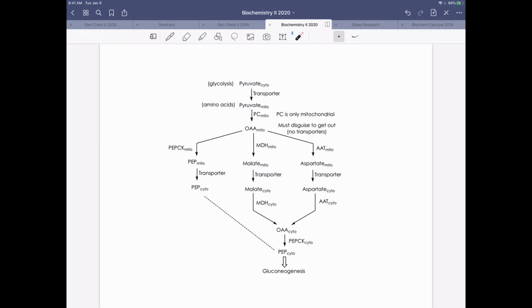Now, once you've made oxaloacetate in the mitochondrion, you have 3 options. And again, those were highlighted on the previous slide, but I'm going to run through them here. And if you need to, rewind the video and go back and see those same pathways mapped onto the physical transporters there.